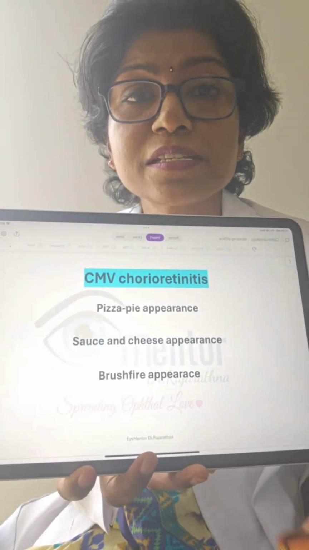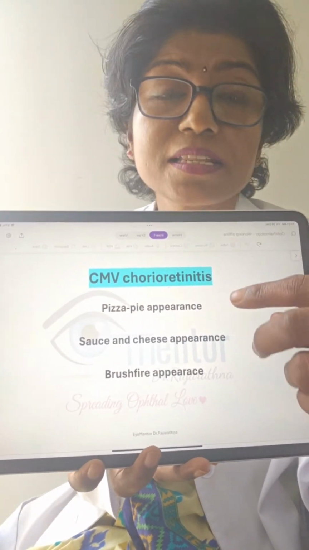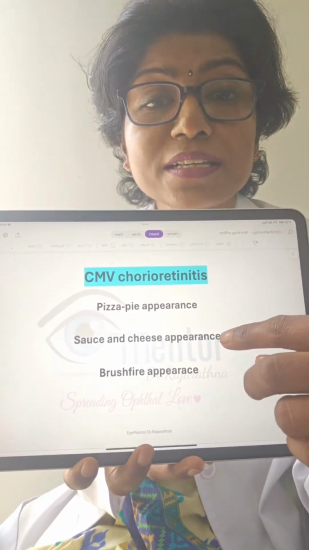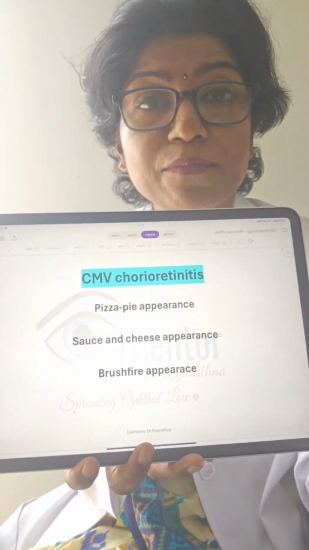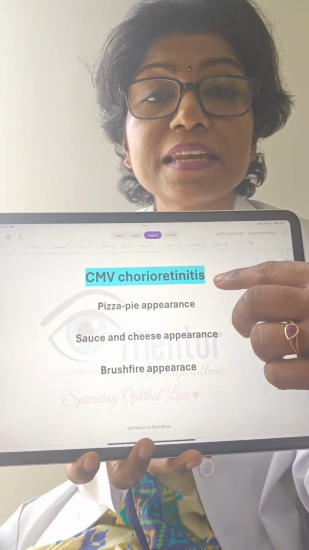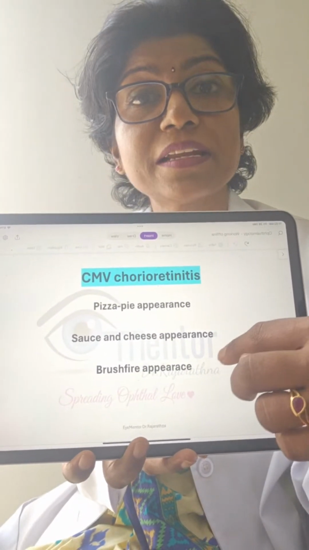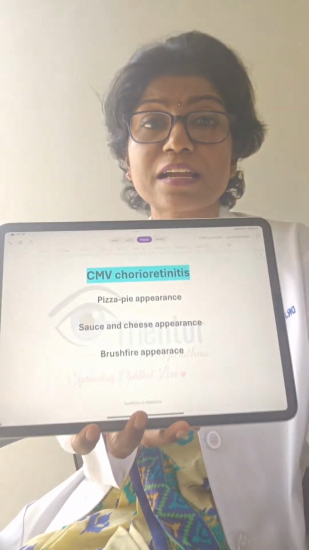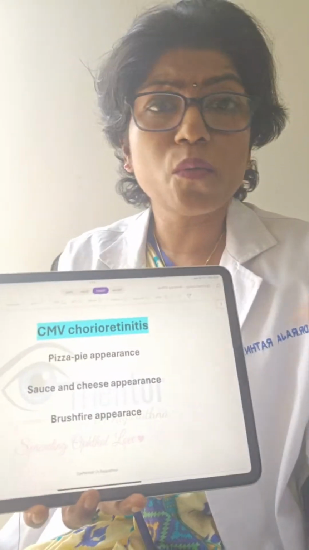It's a one-liner. So you also have other names or descriptions for the same. One is pizza pie appearance, which was asked in the question. The other ones are sauce and cheese appearance and brush fire appearance. All of them refer to CMV chorioretinitis. Yes, because it's like a forest on fire. So that is important. It's a very, very easy one-liner. Okay, so let's move on to the next question.